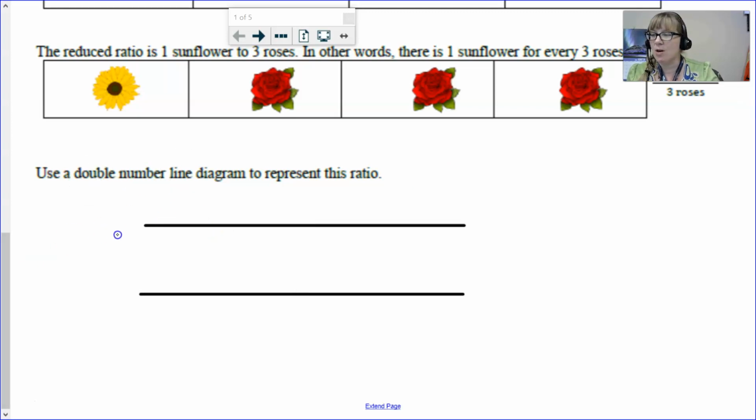I do stack them one on top of the other, and it's probably a good idea to connect them like you see here so that we know that they are together, part of the same diagram and not 2 separate things. Every double number line diagram needs a label. So I'm going to label this number line sunflower and this number line rose.